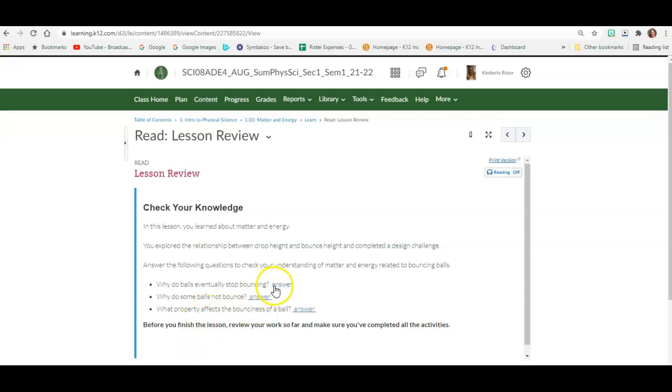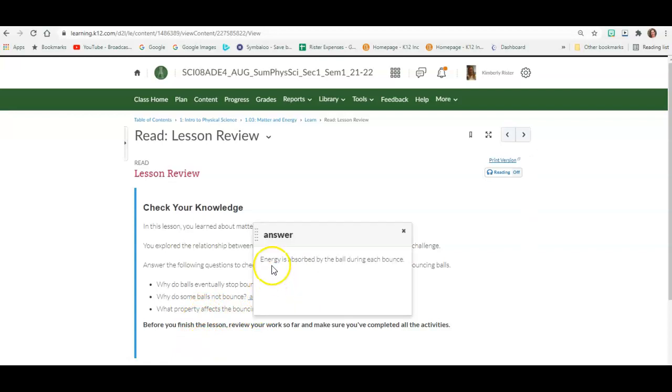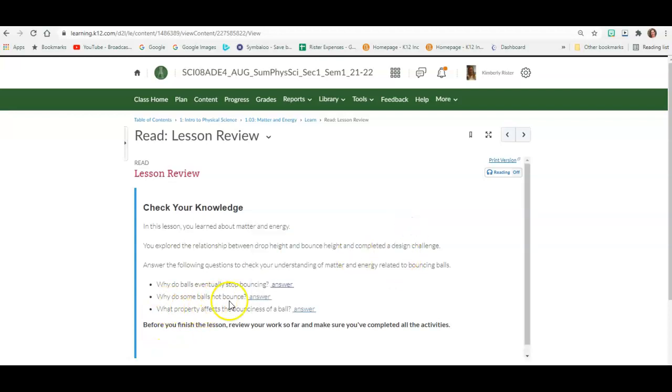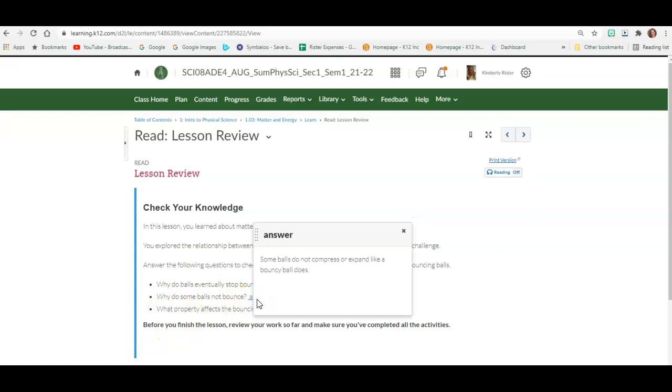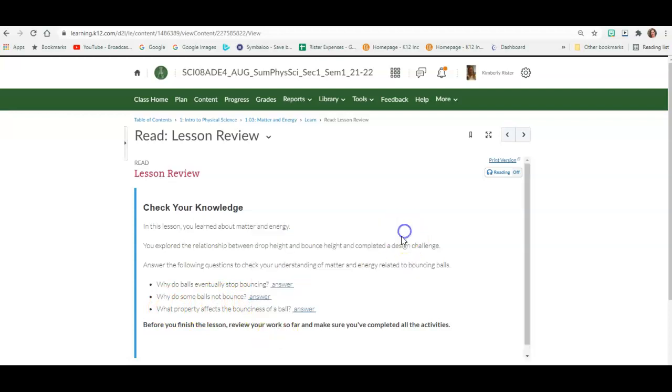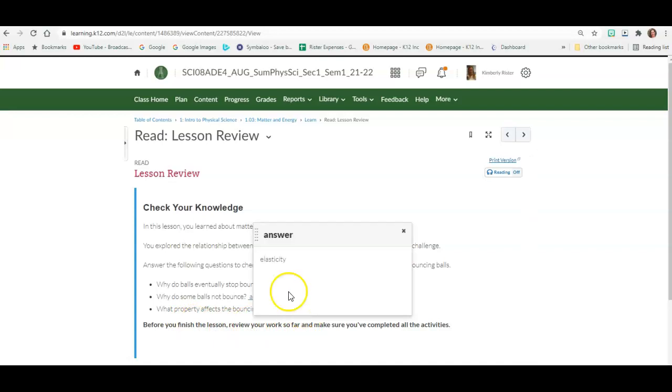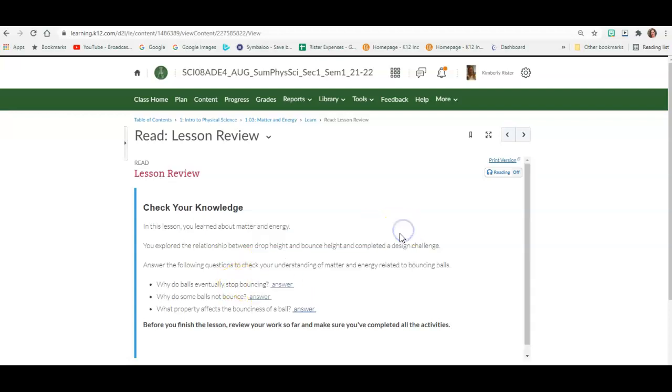Why do balls eventually stop bouncing? We learned that energy is absorbed by the ball during each bounce. Why do some balls not bounce? We learned that some balls do not compress or expand like a bouncy ball does. And what property affects the bounciness of a ball? So a property is like a description of something, like maybe what it's made of, a detail about it. And we learned that elasticity is a property that affects if the ball is going to bounce or not.